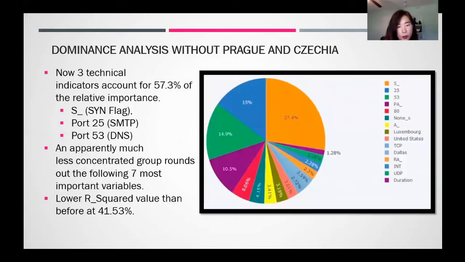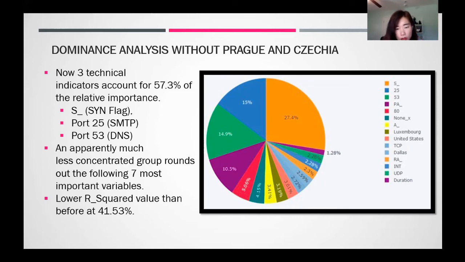So this is the graph after we remove the Prague and Czechia variables, and we can see a more evenly distributed relative importance across variables. SYN, which represents a flag, port 25 SMTP, and port 53 DNS still account for a disproportionate amount of relative importance. But these are technical variables that help to better attribute the data streams, and we can focus on the harmful malicious activity.